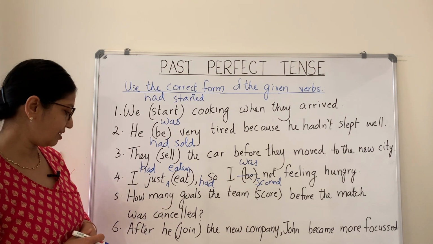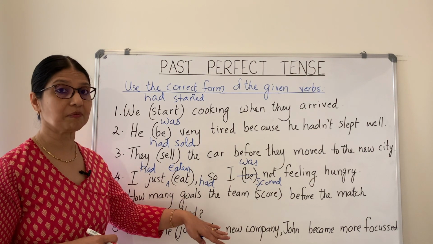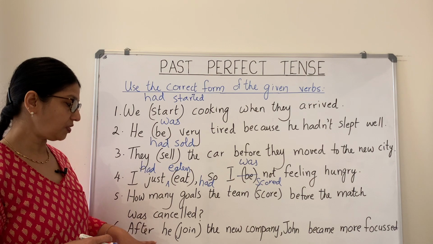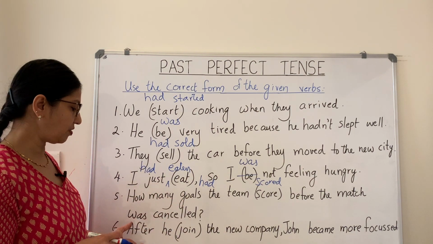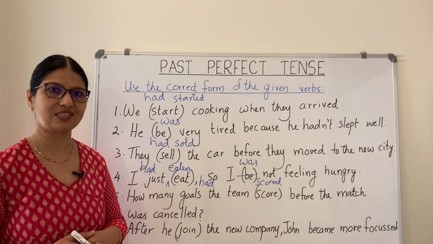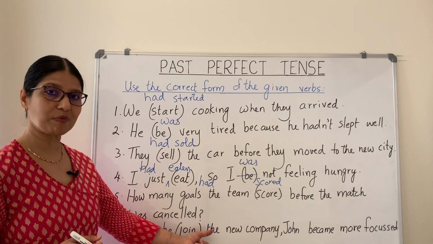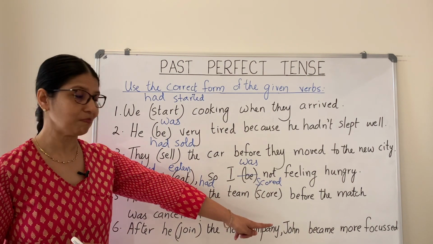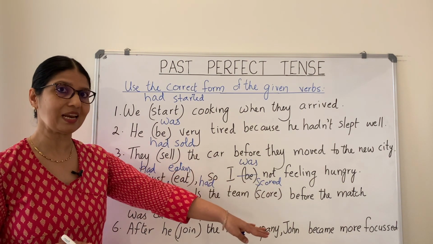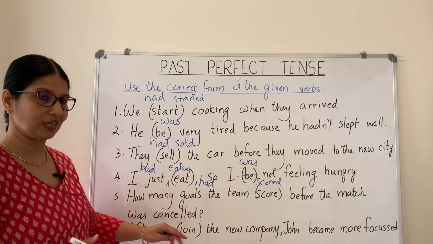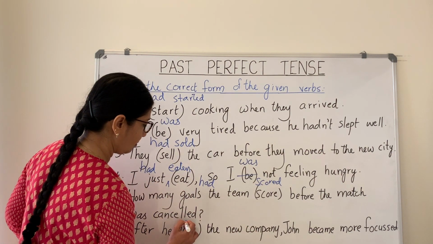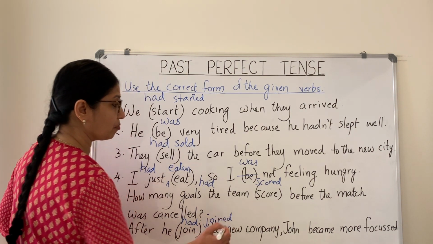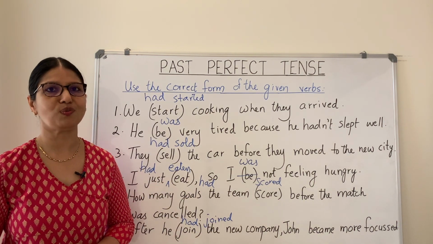And the last sentence, after he joined the new company, John became more focused. So after he joined the new company, here after is the key word. So what is the first action here? Of course, this is what happened first, and then this change happened to him. So I have used there the simple past became, because that is the second action, and the first one is join. So here I will use after he had joined the new company, John became more focused.